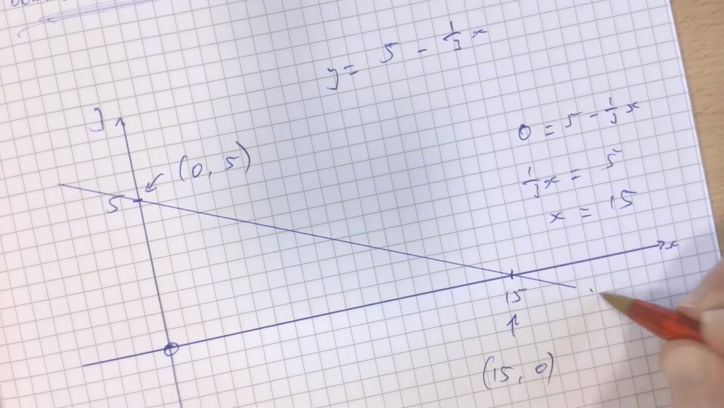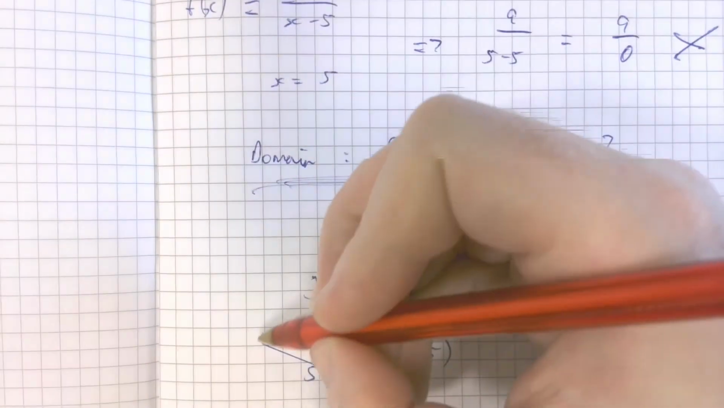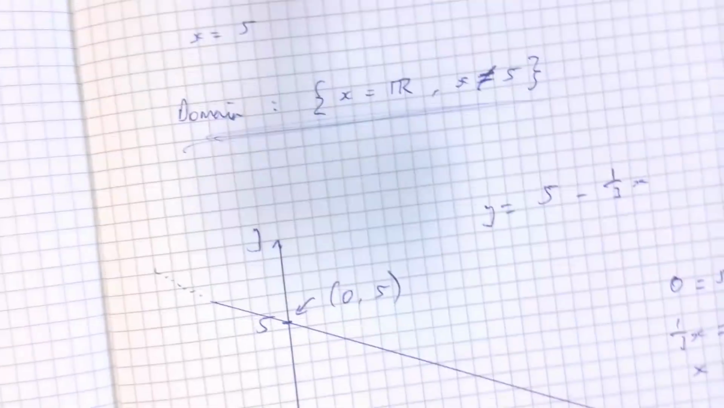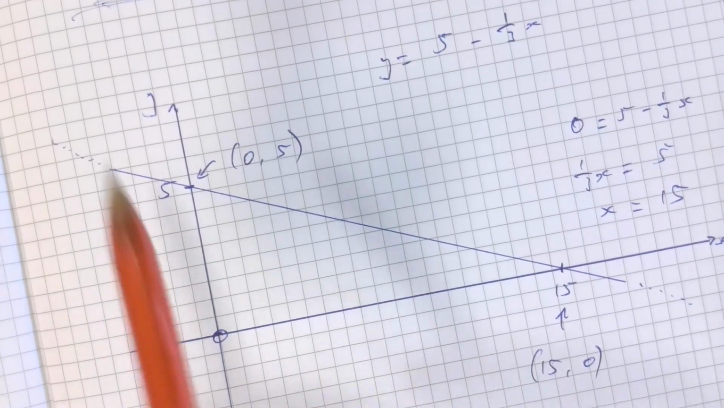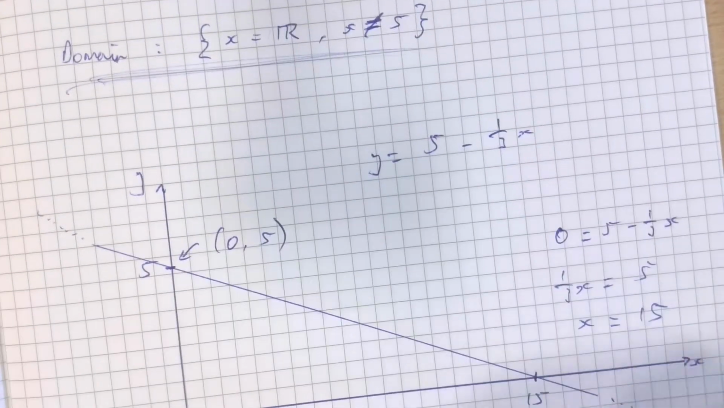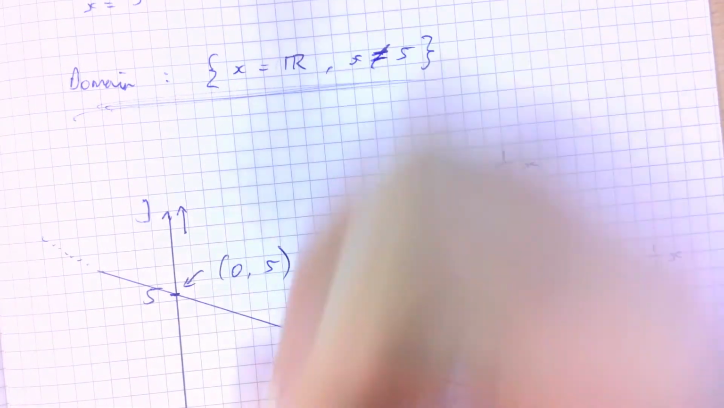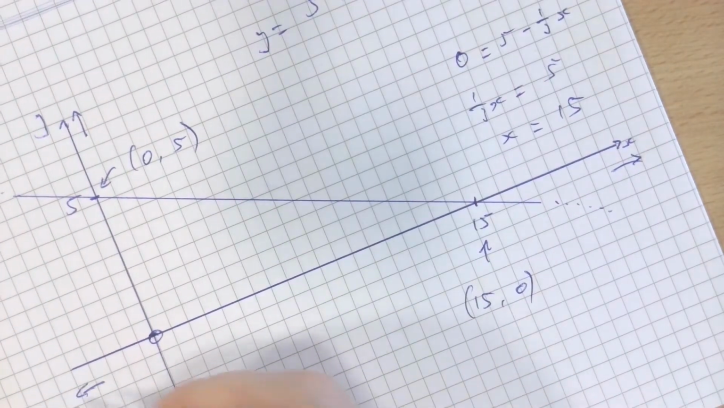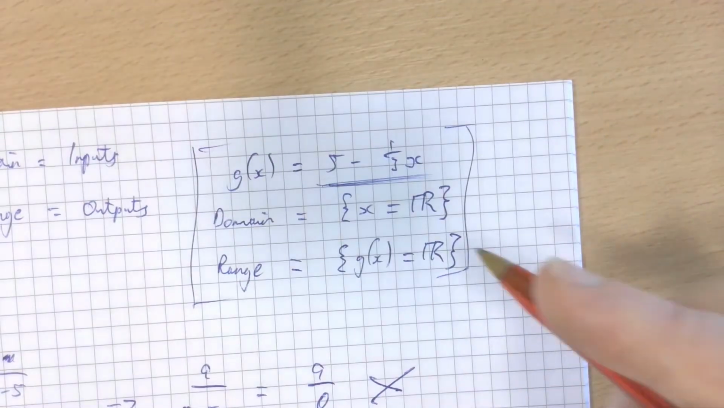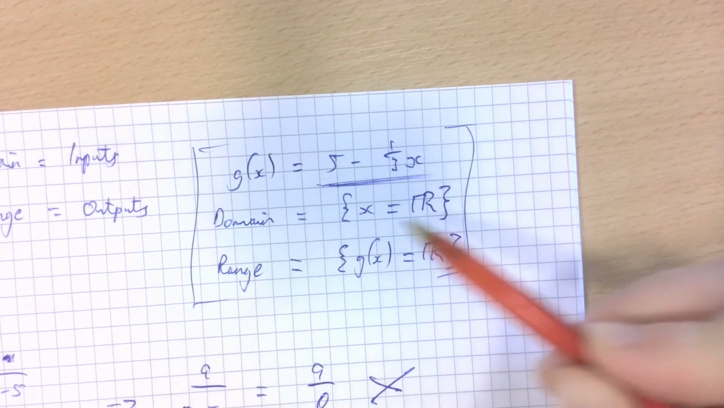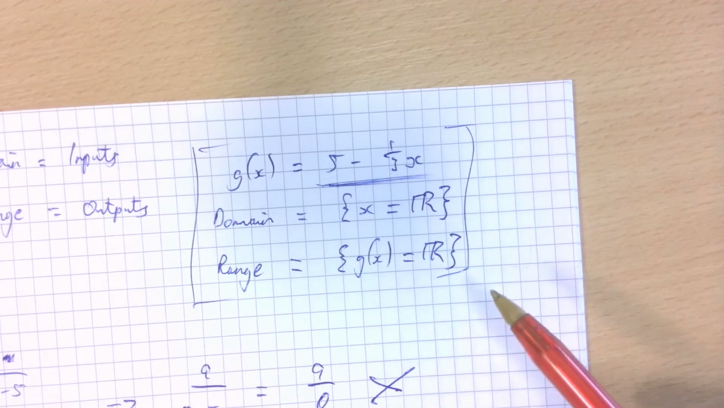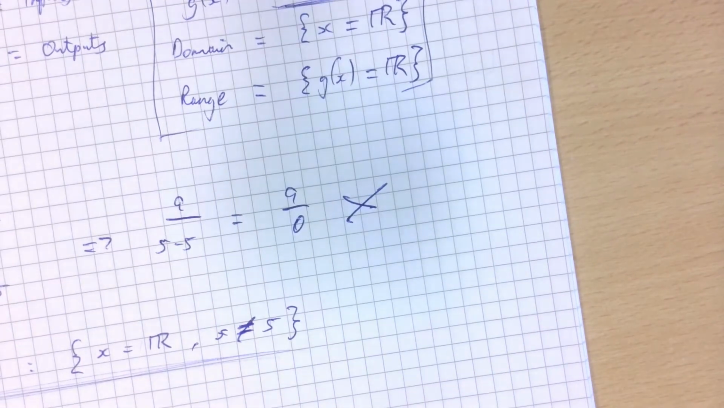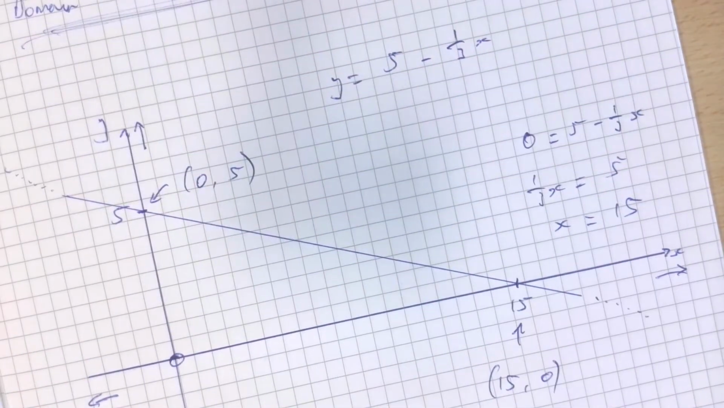In other words, this line continues into infinity in this direction, and the other end of this line continues into infinity in this direction. There are no limitations to what the x and y inputs are going to be. They're going to stretch infinitely in both positive and negative directions for both the x input and the y output. That's why we label the domain and range x equals any real number, any decimal number, and the same for the output range as well. That's effectively quickly producing a little sketch of this function and finding the x and y intercepts.